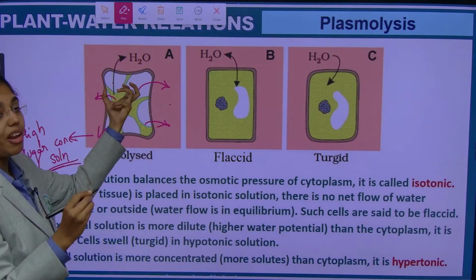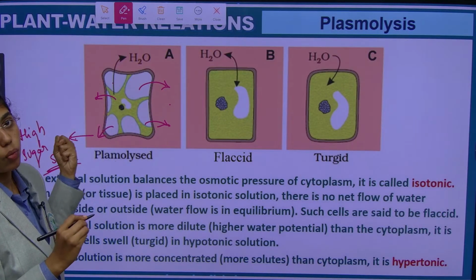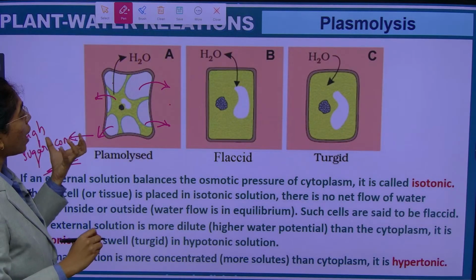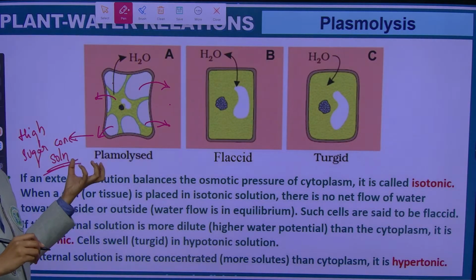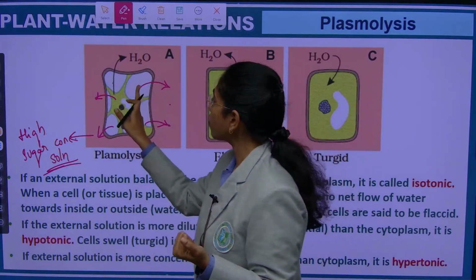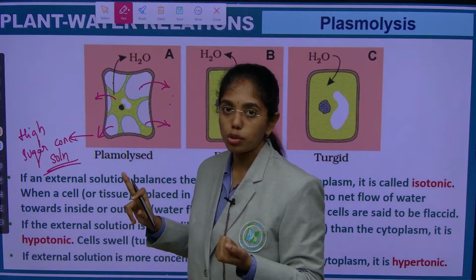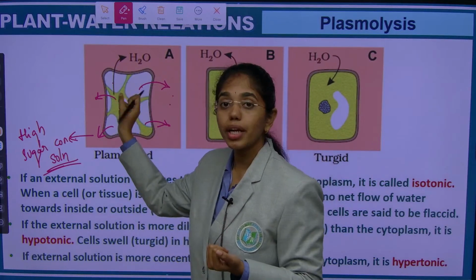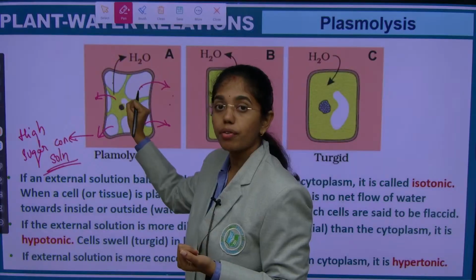Here the cell membrane will shrink from the cell wall. Any cell placed into a hypertonic solution with high solute molecules, the water molecules will move from the cell to the solution, which will make the cell shrink from the cell wall.